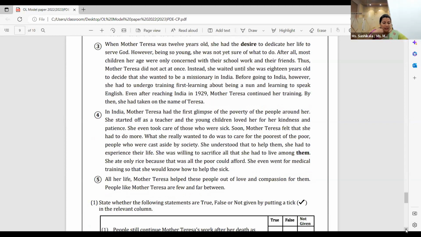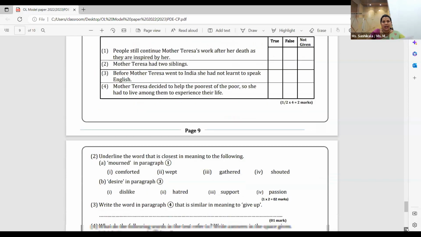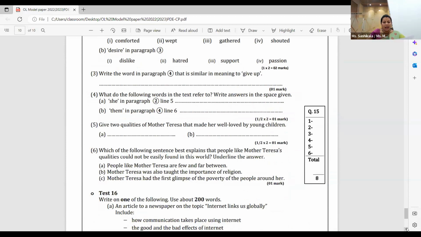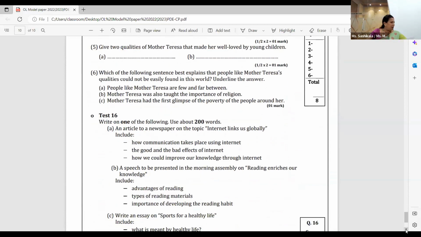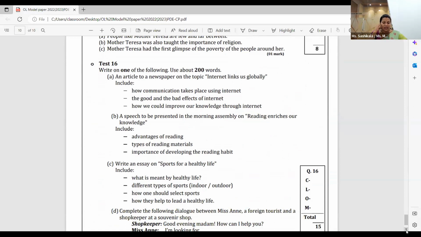Next one, which of the following sentences best explains that people like Mother Teresa's qualities could not be easily found? Underline that. Could not be easily found. That means qualities that we cannot easily see in other people, very rare. Qualities that do not happen very often. So we don't find these qualities in ordinary people. The answer is people like Mother Teresa, few and far between.